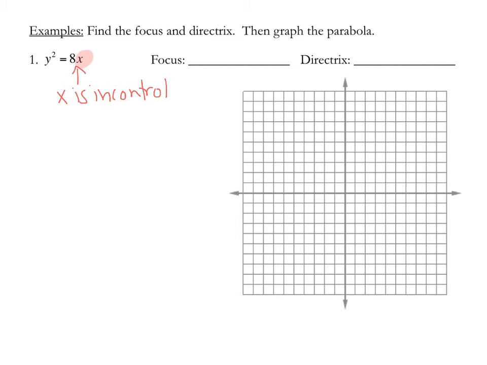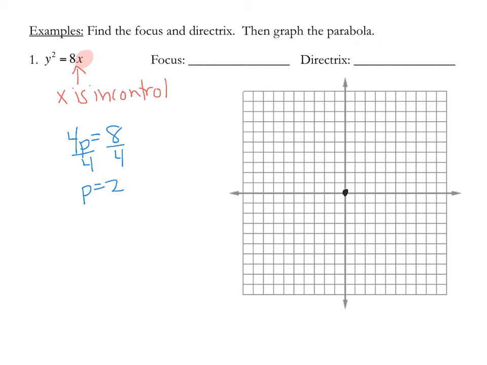And then I'm going to go ahead and find p. I know 4p has to equal 8, and I'm going to divide by 4. So p is 2. For all the ones we're going to do today, the center is 0, 0. That's going to change at the next lesson, but the center is going to start at 0, 0.